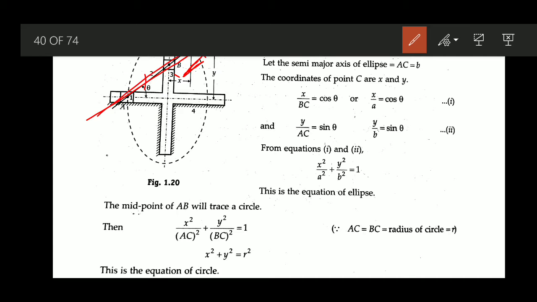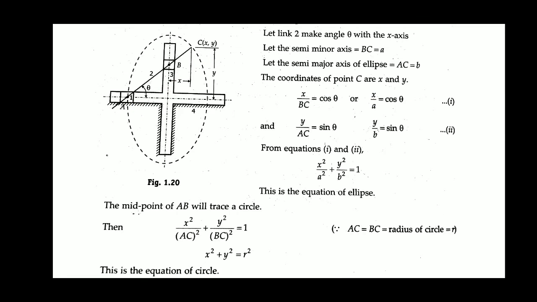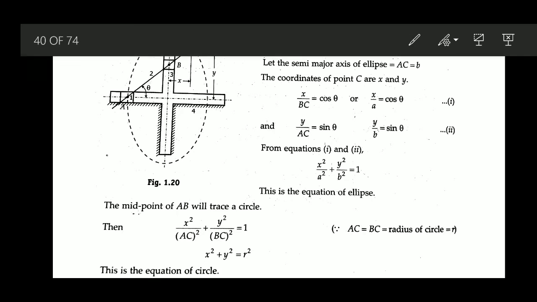This particular bar is making angle theta. This angle is theta with the x-axis. Similarly, the semi major axis is from C up to that particular point, AC, which is equal to small b we have considered. And the coordinate of that particular point C, which is located on the bar AB, we have considered as x comma y. So x comma y means, along this direction this length is x, and this is the origin point. From here to here this length is x, and this length is y.